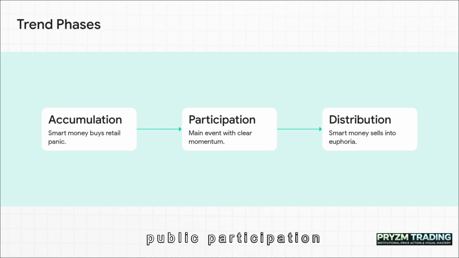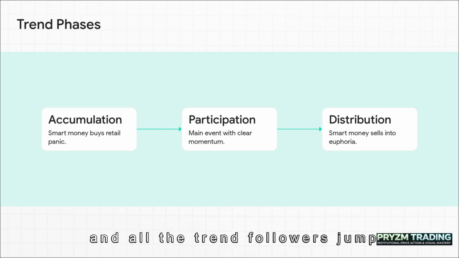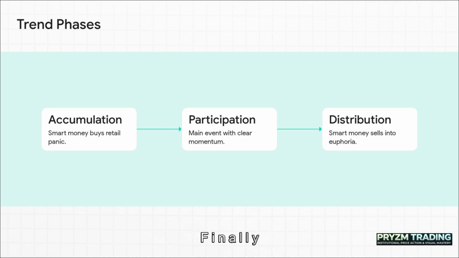Then comes phase 2, public participation. This is the main event. Price breaks out, momentum kicks in, volume expands, the news turns positive, and all the trend followers jump on board. Finally, we hit distribution.